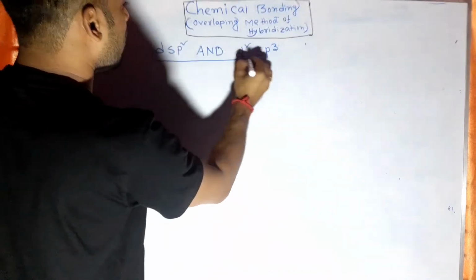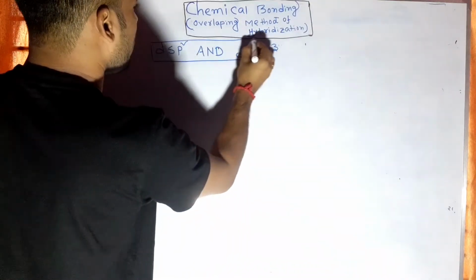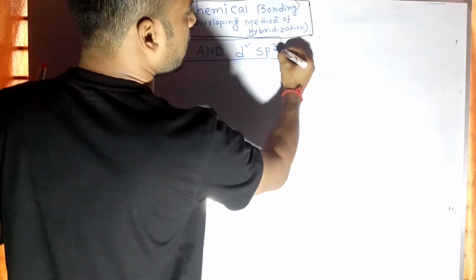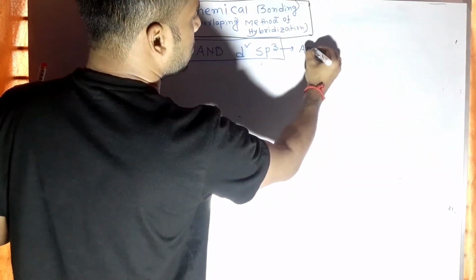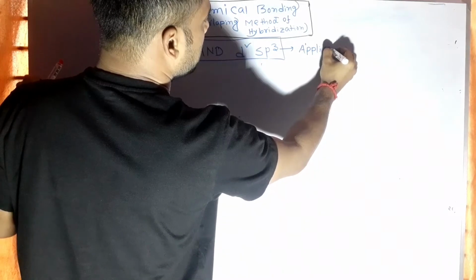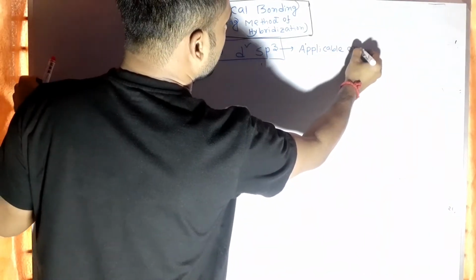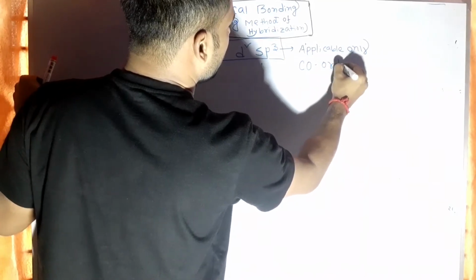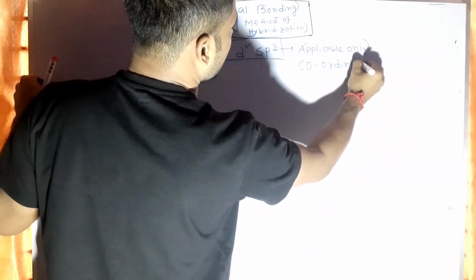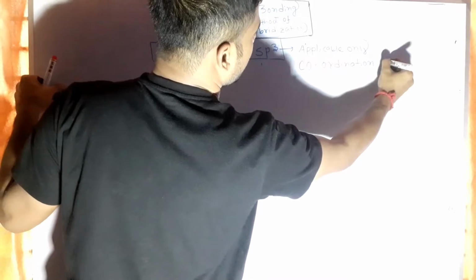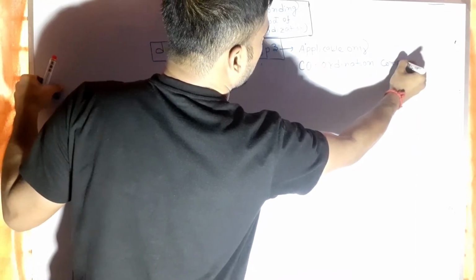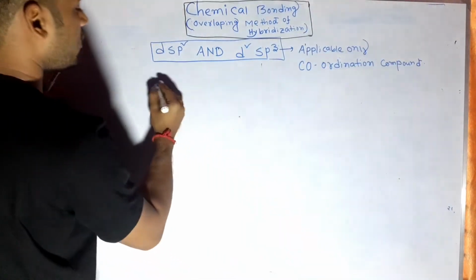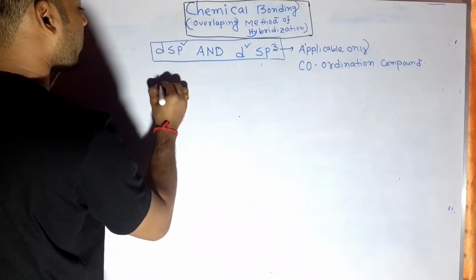It is not for normal compounds. It is applicable only for coordination compounds in the class 12 syllabus. Coordination compounds are written in this way: always use a third bracket.